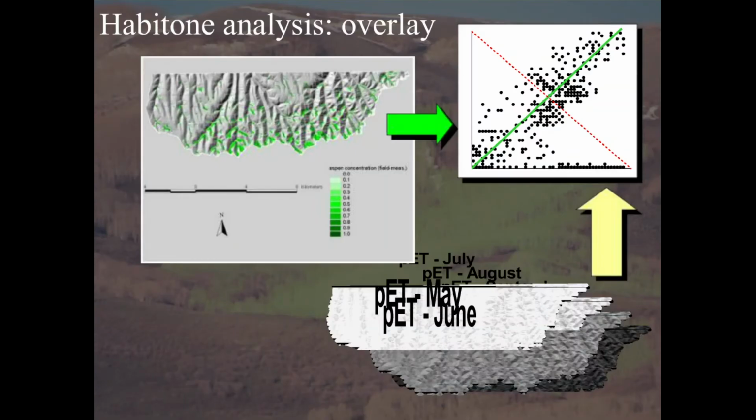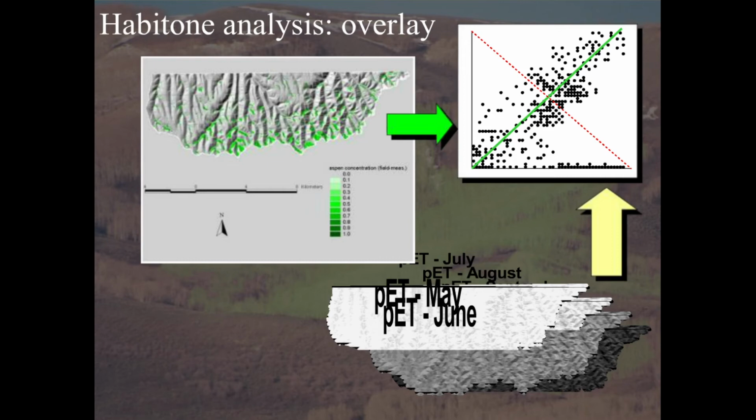So the main step in a habitat or a habitone analysis is an overlay, where you just take every pixel of, well, ideally you would take every pixel of your Aspen map and intersect it through your environmental variables to do a regression. That's computationally prohibitive for a landscape of hundreds of thousands of pixels. Actually, probably not today, but then it was. And so we took a 1/10 sample and regressed the Quaking Aspen cover on all of these variables.